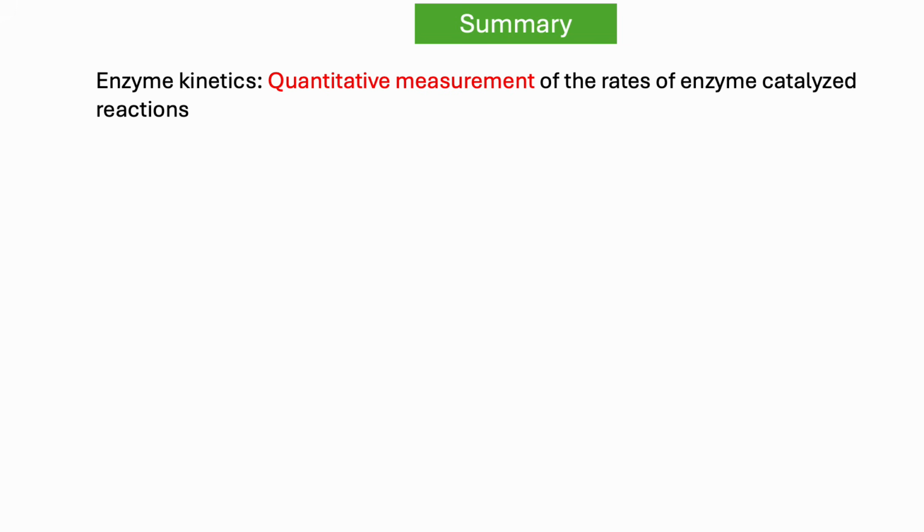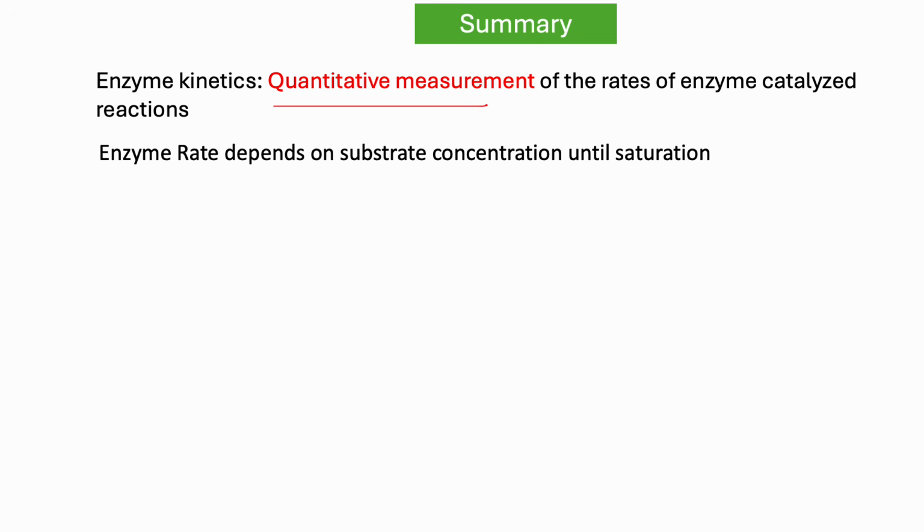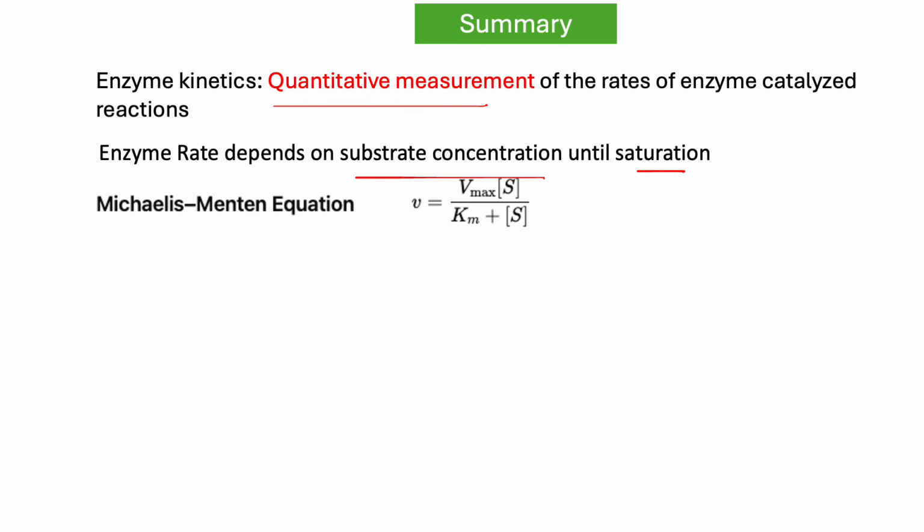Summary. Let's have a summary of the whole lecture. Enzyme kinetics is the quantitative measurement of the rates of enzyme catalyzed reactions, and enzyme rate depends on substrate concentration until saturation, which we have shown in the Michaelis Menten equation, V equals Vmax times S divided by Km plus S, where V is the initial reaction velocity and Vmax is the maximum velocity when the enzyme is saturated with substrate, S is the substrate concentration, and Km is the Michaelis constant.